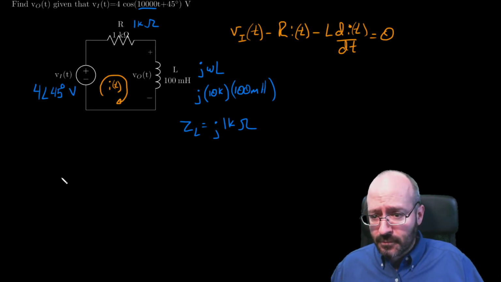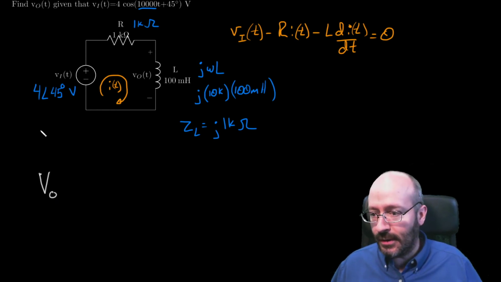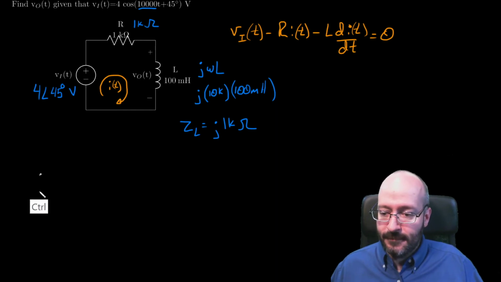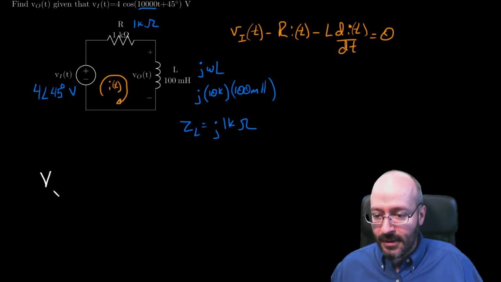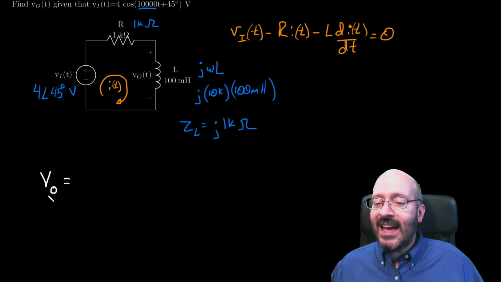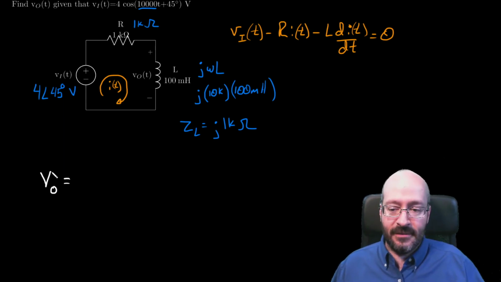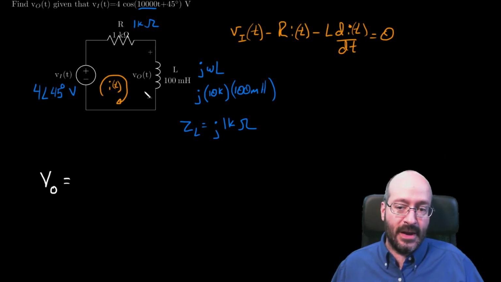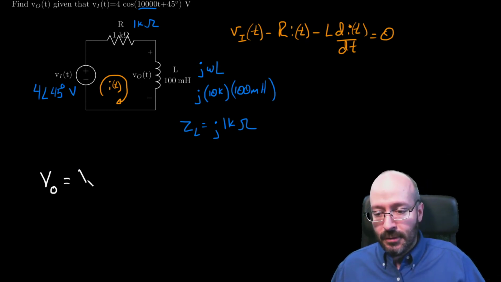Okay, so let's see. Voltage divider for this one, we're going to say V out. Okay, and it's going to be capital V. It's capital V out because it's the phasor that corresponds with this lowercase v out, which is time variant. So it's the phasor domain equivalent of this time domain value. V out is equal to V in.